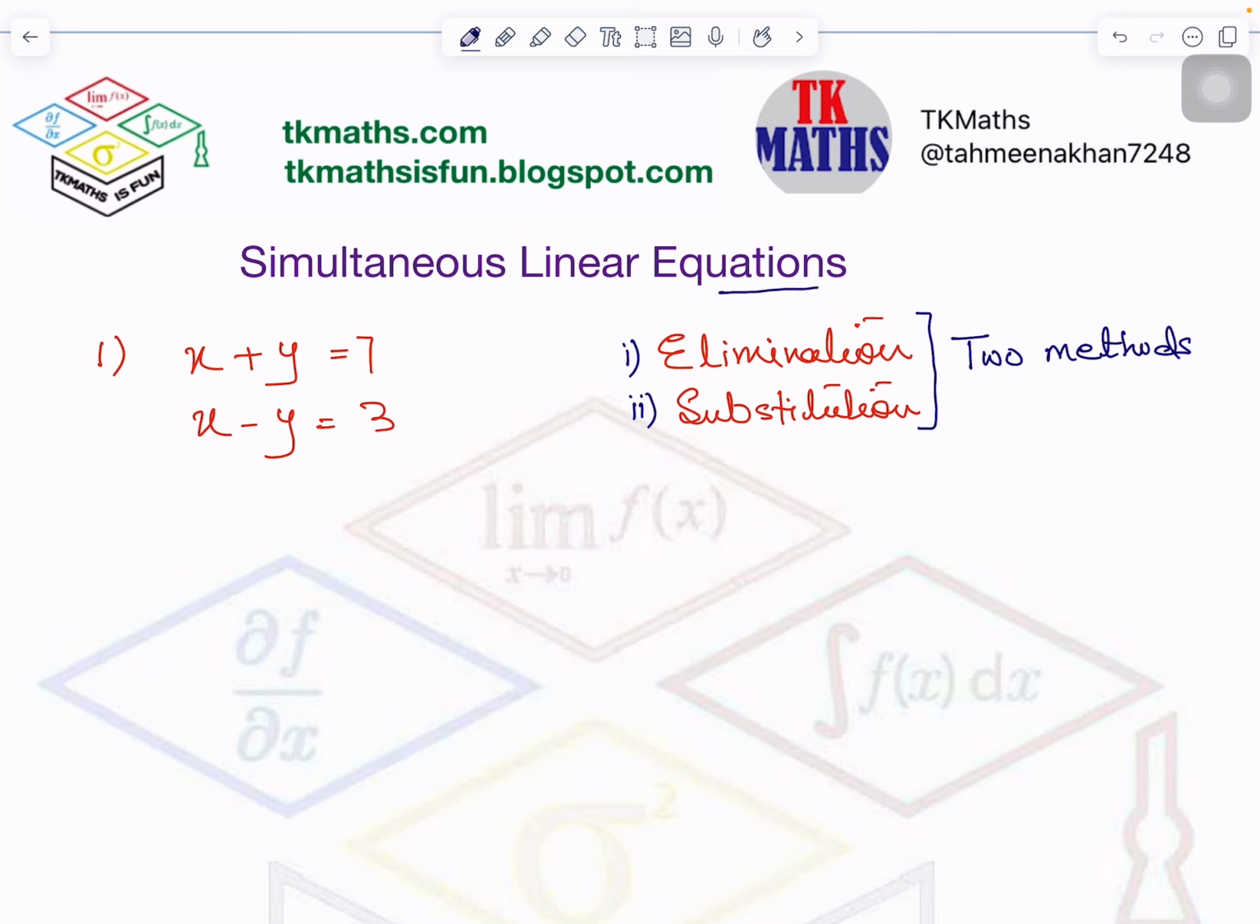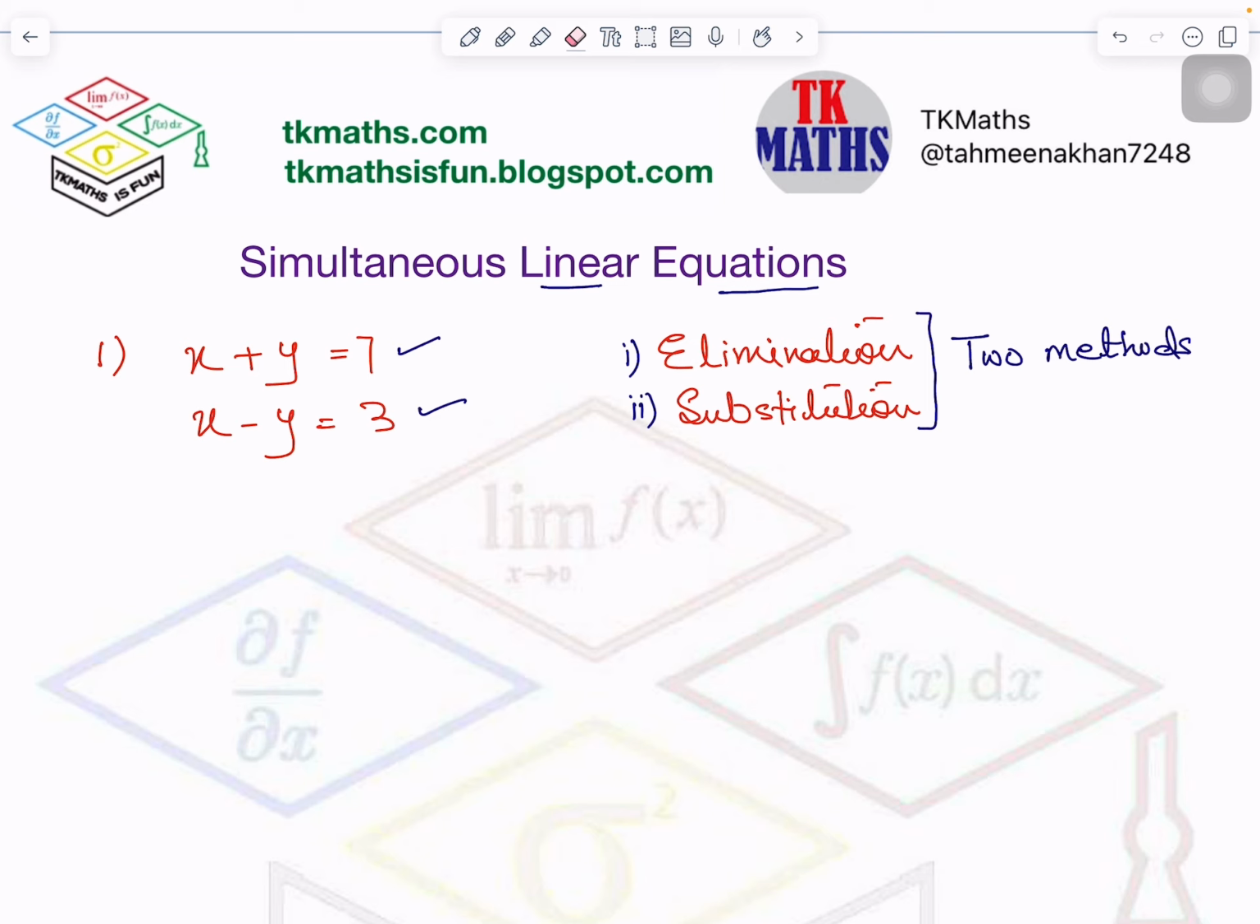Equations you understand, right? These are equations. Linear, when the power is 1. This is called linear because you have seen equations like this also, right? Or it may have y also. So these are called non-linear equations. So we are learning how to solve simultaneous linear equations in this video, okay?